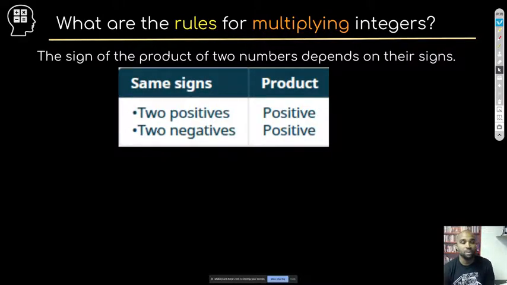Some people remember that because you multiply two positive people, you get positive people. Two negative people love to be together, so they're negative and they're happy too. I don't know, so you come up with a way, but negative times a negative is a positive.